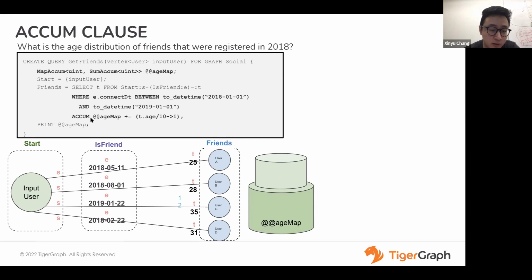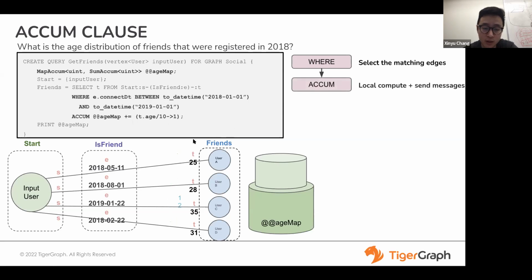So that means after the accum clause, this logic will happen on all the edges. Of course, the where clause happens before that, and this also happens concurrently. It will filter the right edges to perform the accum clause, right? And once the where clause is done, we start to run accum on all the edges at the same time, right? So for this edge between the input user and user A, t means user A, right? Then the age of user A is 25, and 25 divided by 10 is 2. Then we will send 2 as a key, 1 as value to the map, right? And we do the same thing for every edge being selected at the same time and push the value into the accumulator. That's phase 1, right?